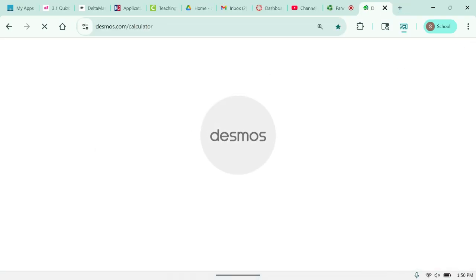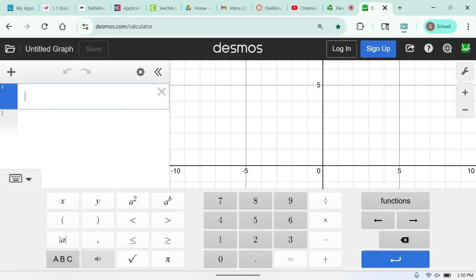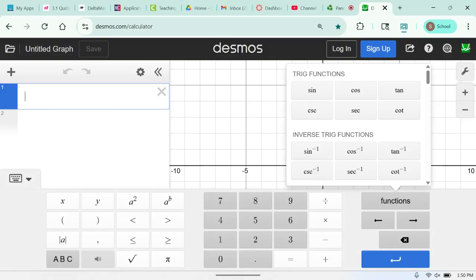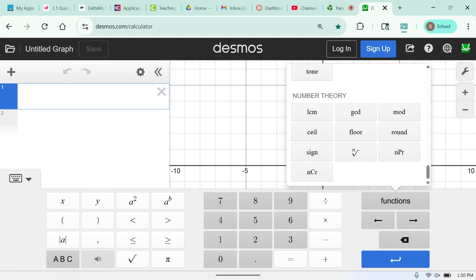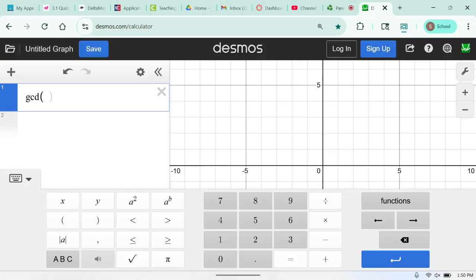So if I open up Desmos, you go to the function key, and you scroll all the way down to the very bottom where it says number theory. Do you guys see where it says GCD right here? If you click it, you can type in all 3 numbers. Make sure you separate them by comma. So 24, 36, 54. It is, in fact, 6. So Desmos will do all 3. The calculator will only do 2 at a time. Trust me, I've tried. It'll give you an error if you try to put all 3 in.